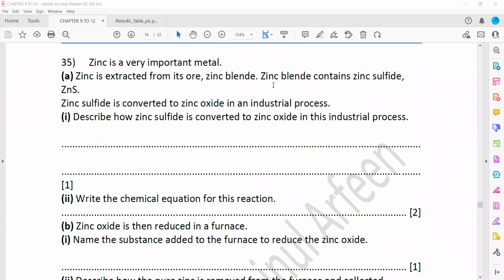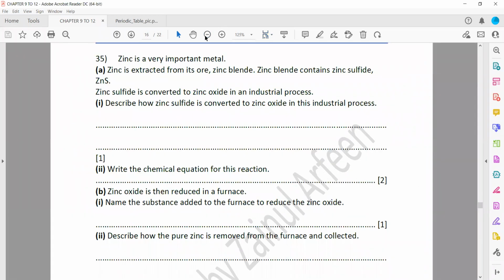It is extracted from its ore zinc blende, which contains zinc sulfide. Describe how zinc sulfide is converted into zinc oxide. In industry, it is simply by roasting. Write a chemical equation. Whenever you are writing an equation, it carries 2 marks. 1 mark is for writing the correct symbols of the products and reactants, and the second is for balancing.